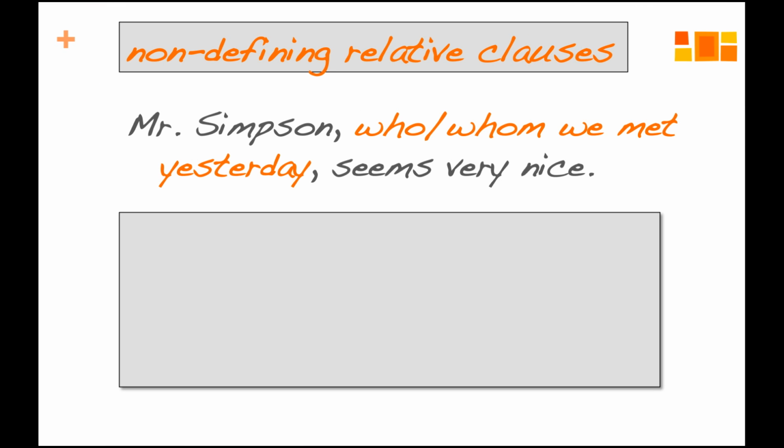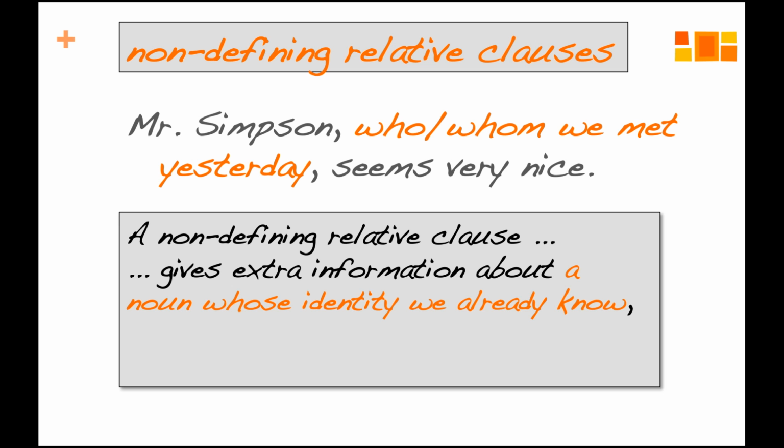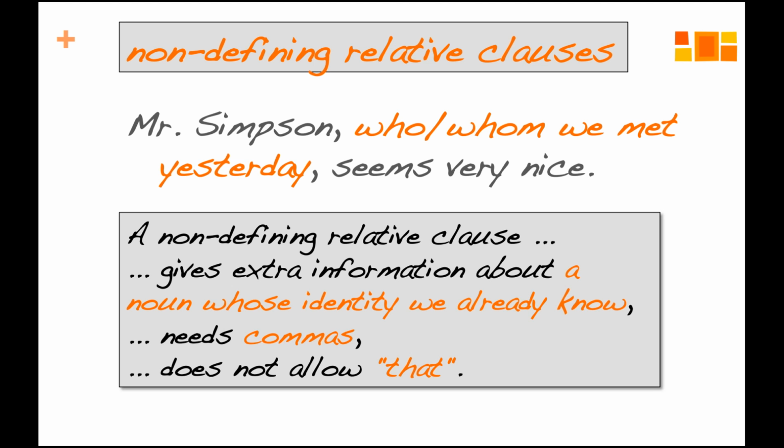Alright, so much for our examples, and now we can actually go for a definition. A non-defining relative clause gives extra information about a noun whose identity we already know. Mr. Simpson, who we met yesterday, seems very nice. We know Mr. Simpson, the identity is clear, we know his name. It needs commas, and it does not allow that.